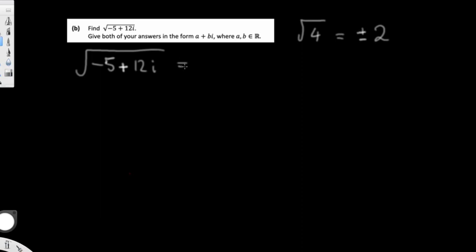Now, what we're going to do here is we're going to say that the square root of minus 5 plus 12i is equal to some complex number a plus bi, right? So we want to find out what complex number ends up being the square root of minus 5 plus 12i, in the same way as we're saying what number ends up being the square root of 4, okay?